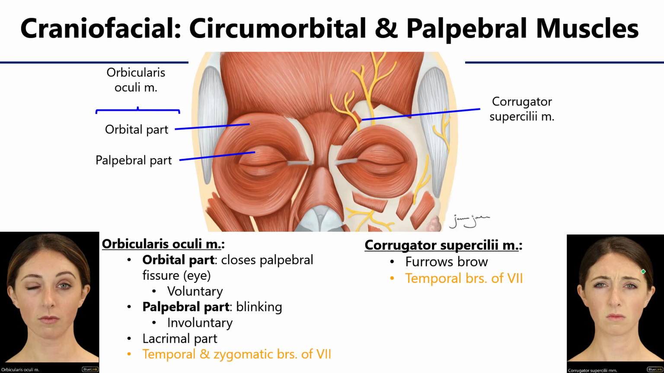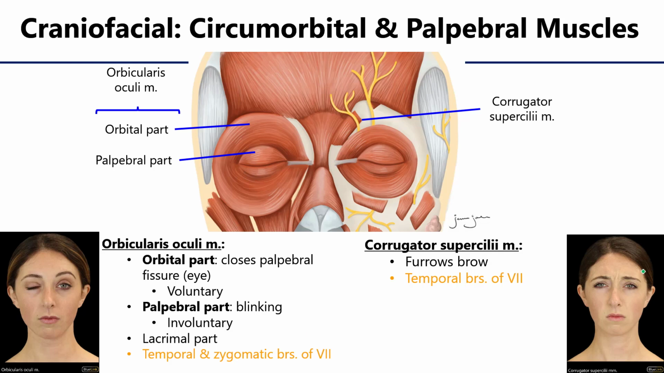So now let's look at some of the groups of the craniofacial muscles. Let's start with the circumorbital and palpebral muscles. Keeping in mind that the palpebrae are the eyelids, both superior and inferior. And the orbit is the space within the cranium where the eye and extraocular muscles and associated structures live.